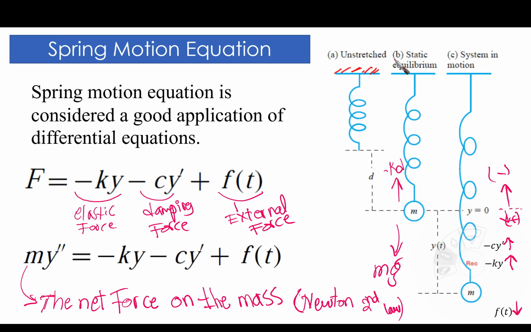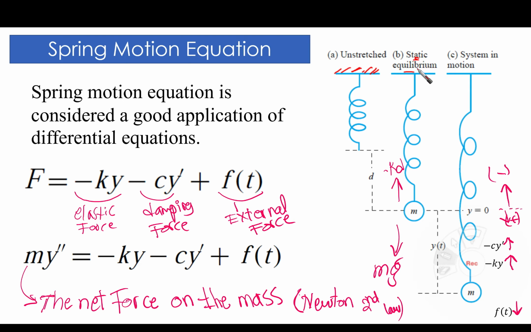Then after that we can try to put a mass here, which is going to take us to the second level, which is what we call the static equilibrium case, where we put a mass. After putting a mass here, we find that there is a distance d that this spring is stretched by. At the bottom of this spring, the mass is applied. We call this static equilibrium.